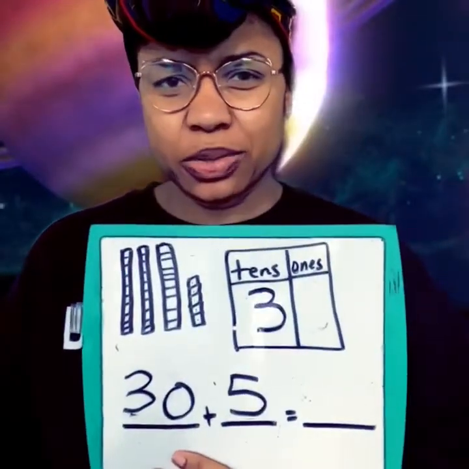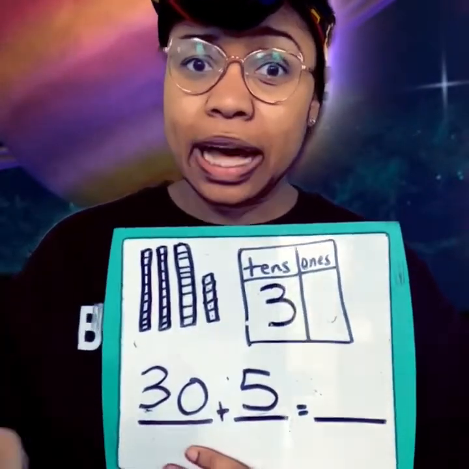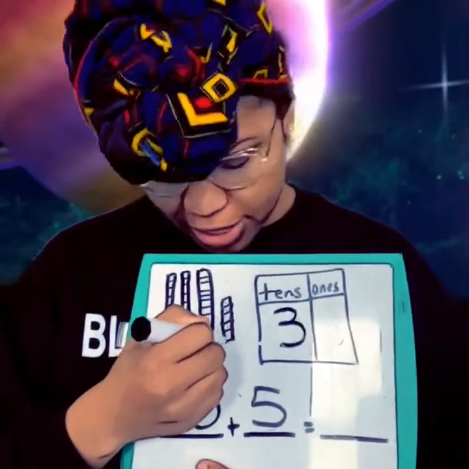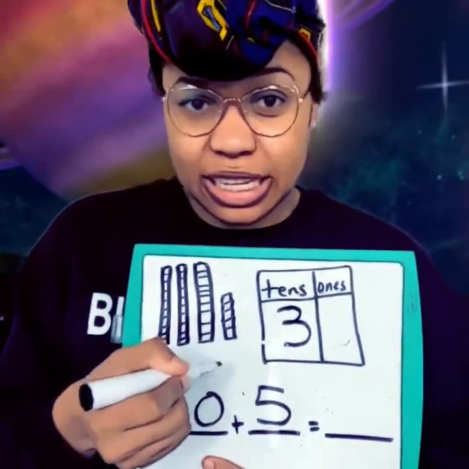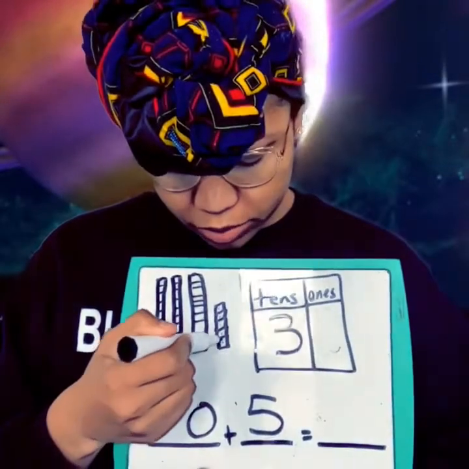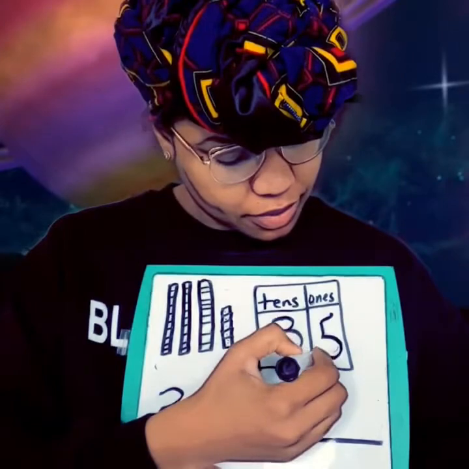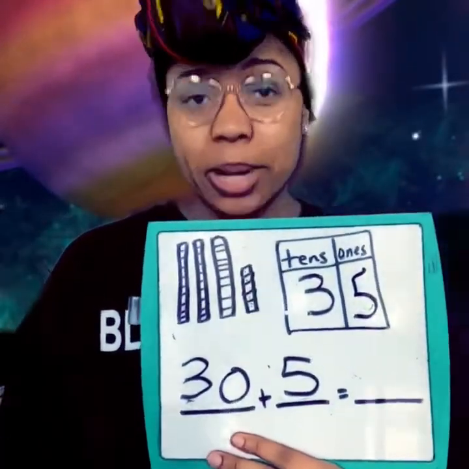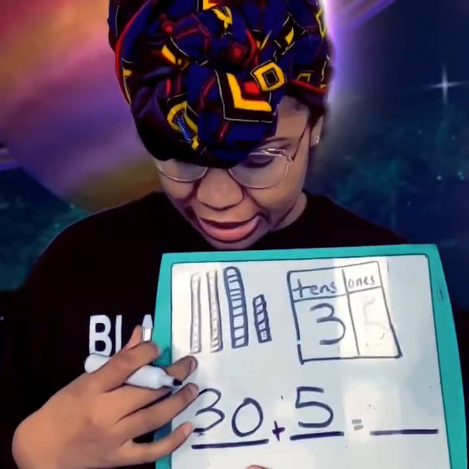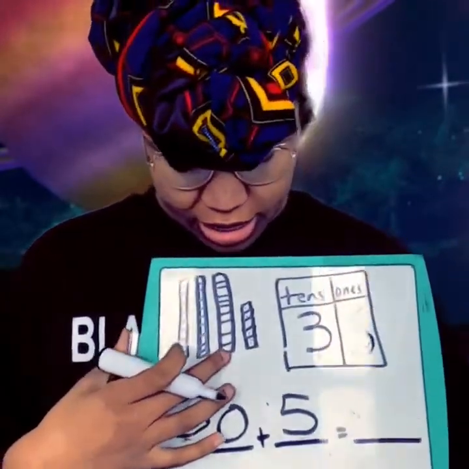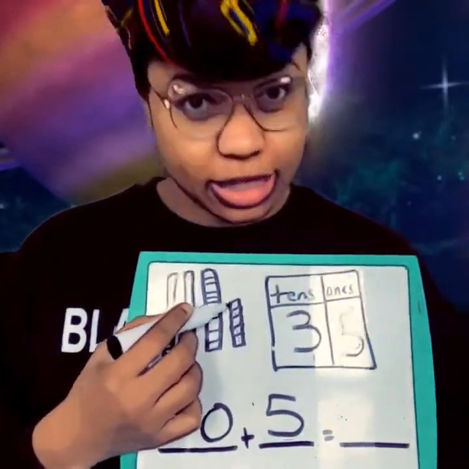And how many extra ones do I have? That's right, I have 5 extra ones. And we counted these over here because it didn't make a group of 10. It didn't turn into a 10 stick. It was less than 10. So we have to count those by ones. 1, 2, 3, 4, 5. And now let's figure out how many we have all together. Let's count. Get ready. 10, 20, 30, 31, 32, 33, 34, 35.